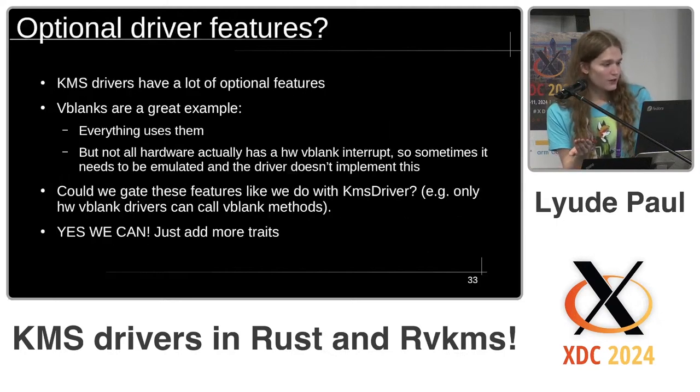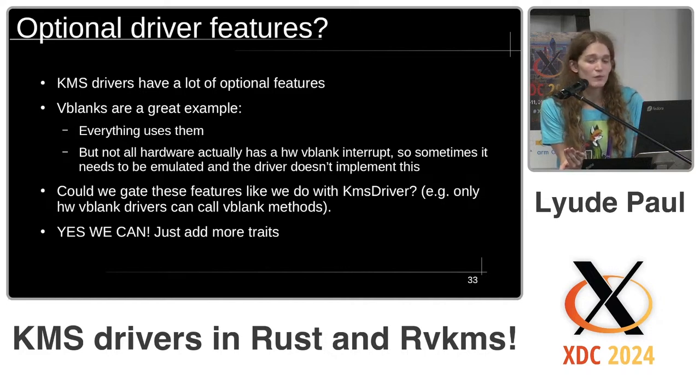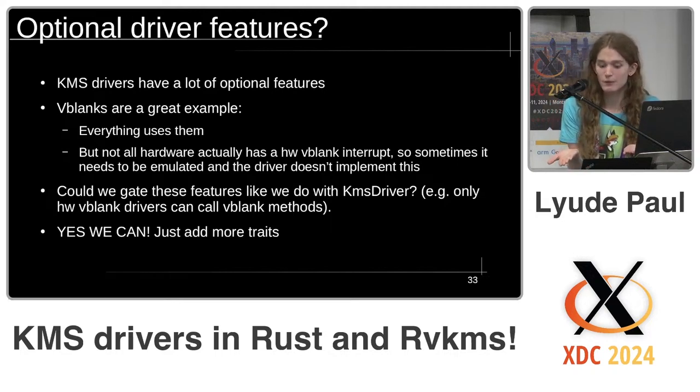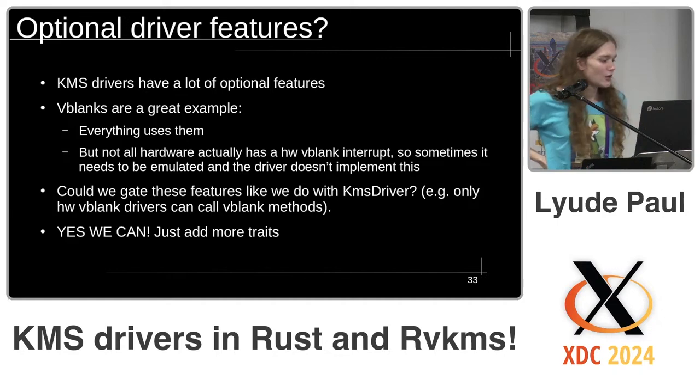So optional driver features are the next part of this. KMS drivers have quite a lot of features that are optional. A really good example of this is VBlanks. Everything uses VBlanks to some extent, but not all hardware actually has a VBlank interrupt. And sometimes it needs to be emulated by the DRM core. So can we gate these features just like we do with KMS drivers? For instance, make it so that if your driver supports hardware VBlank interrupts, you're able to call those methods related to hardware VBlank interrupts, but not otherwise. And it turns out we can do this.